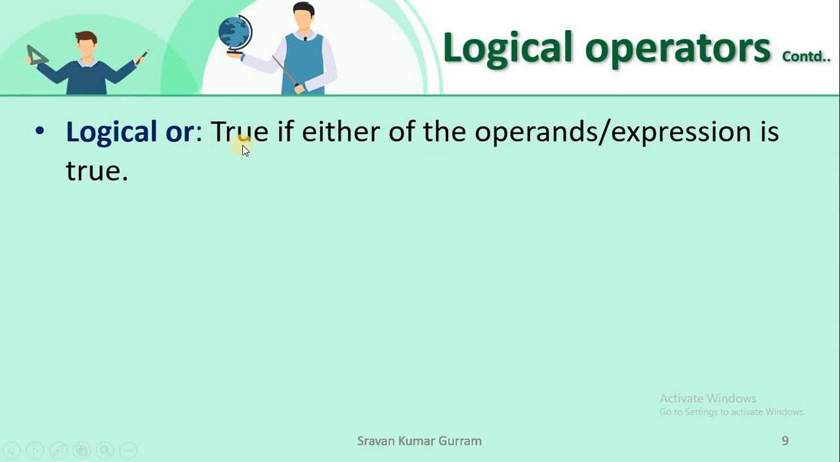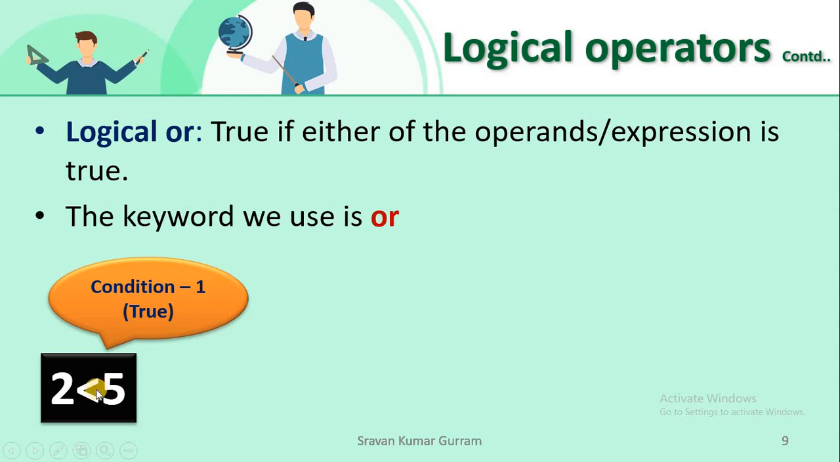So next one is logical OR operator. Logical OR operator returns true if either of the operands or expression is true. So the meaning is, if we have two operands, if at least one value is true, then the final value becomes true. To implement this logical OR operator, we use the keyword OR.